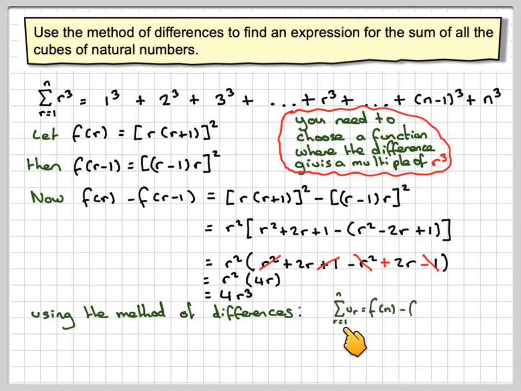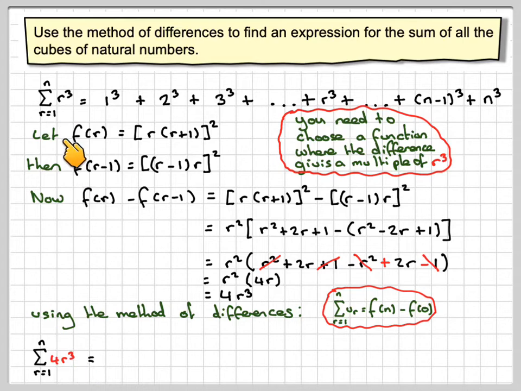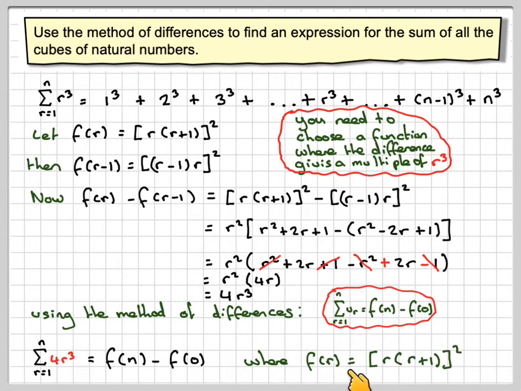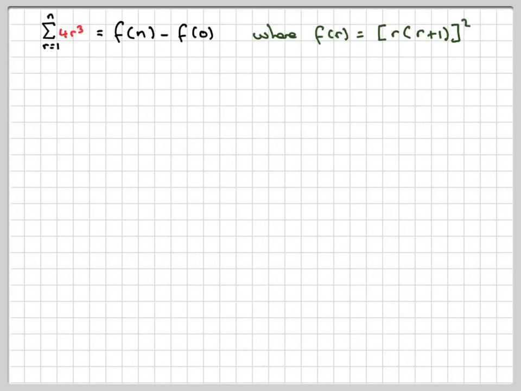So the sum from r equals 1 to n of a particular term is going to be f of n minus f of 0. So in our case, we're going to do the sum from r equals 1 to n of 4r cubed. I know we want r cubed, but at the moment it's 4r cubed. It will be f of n minus f of 0, where f of r in this case is r times r plus 1 all squared. Just writing that out again.